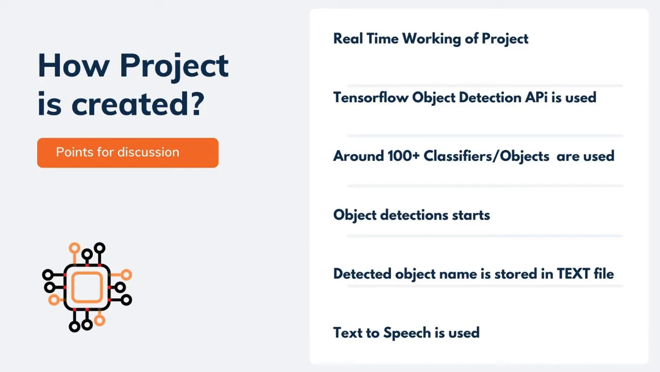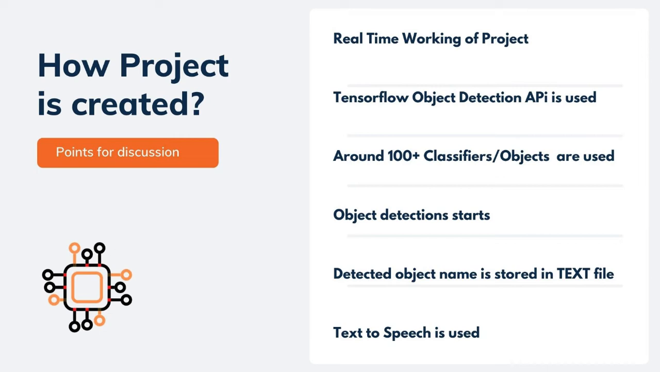So guys, as you have seen, this project is working in a real-time environment. We have used the TensorFlow object detection API, which has around 100 plus classifiers. The project is very simple. We need to start the object detection API. We have to store the detected object names in a text file, and after detecting those object names and storing those object names in a text file, we are converting that text into speech.